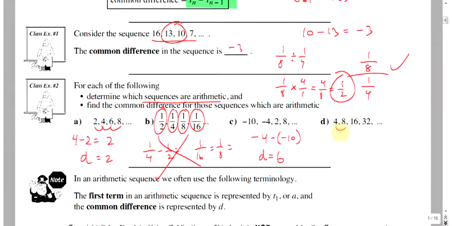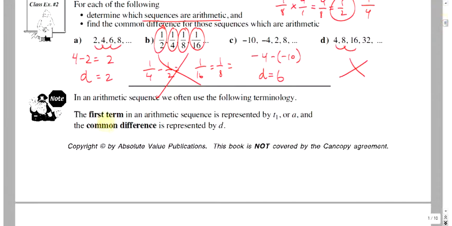What can I add to 4 to get 8? 4. But if I add 4 again, I don't get 12, I get 16. Does that mean this is arithmetic or not? It's not. It's geometric by the looks of it. Okay?